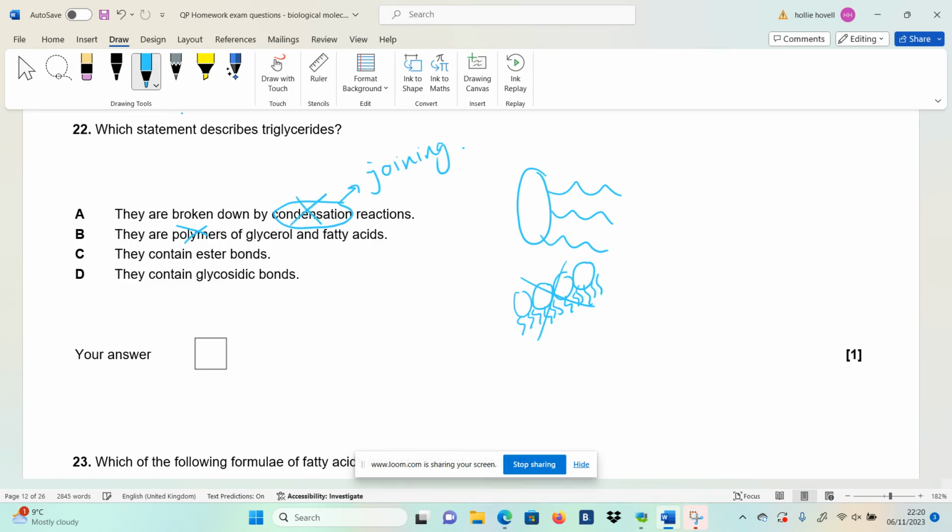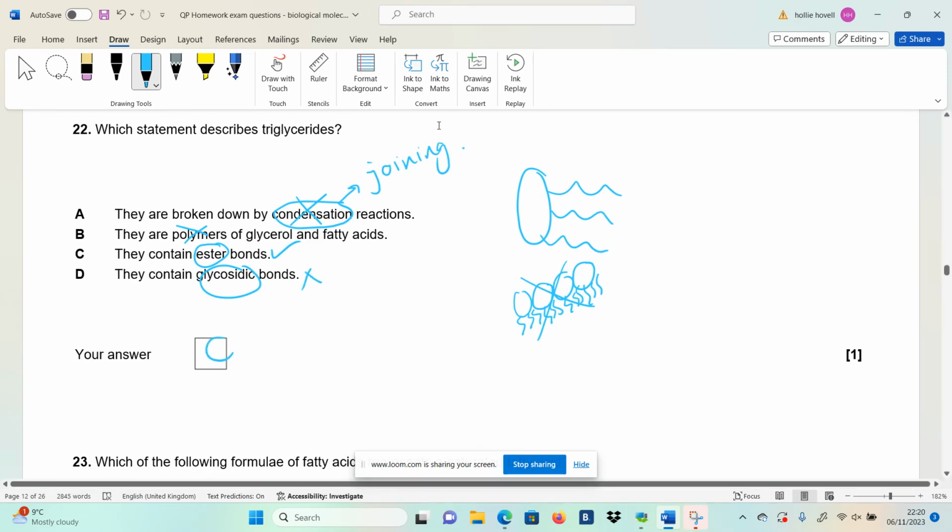Okay, so it's not condensation reactions for breaking down. They're not polar bonds. Do they contain ester bonds? Yes, they do. Do they contain glycosidic bonds? No, they don't. Therefore, it has to be C.